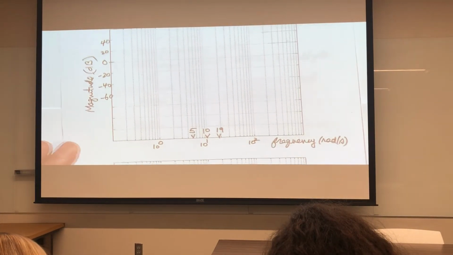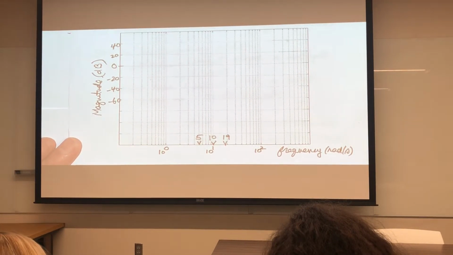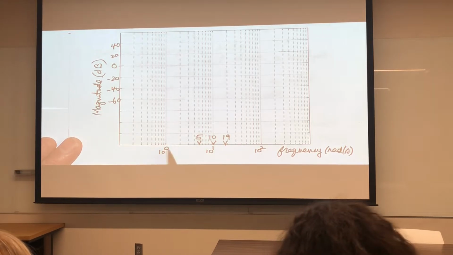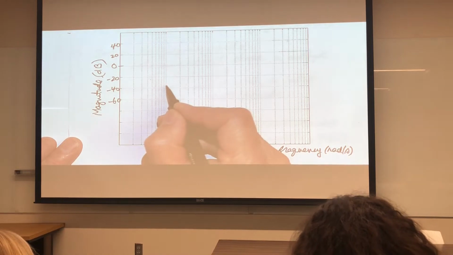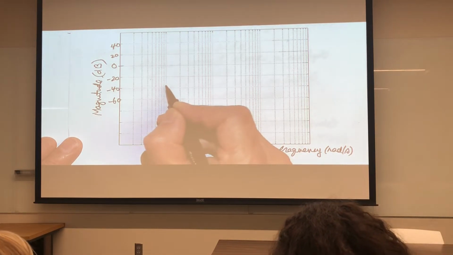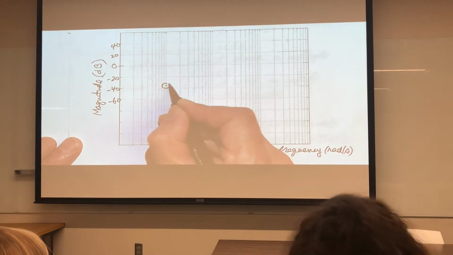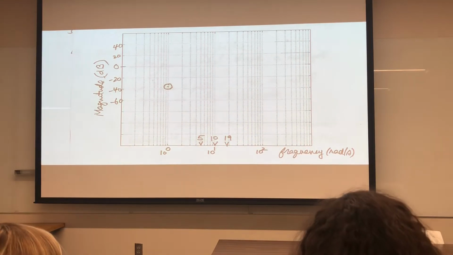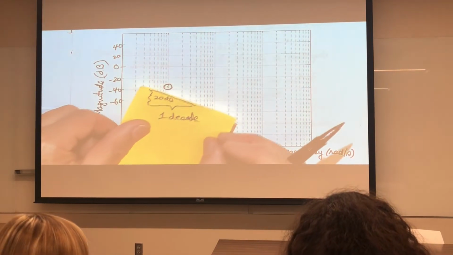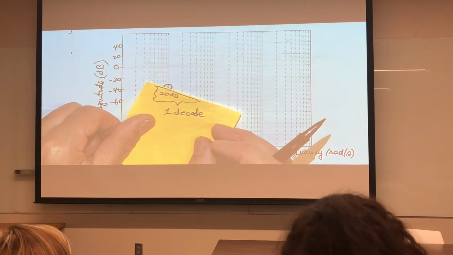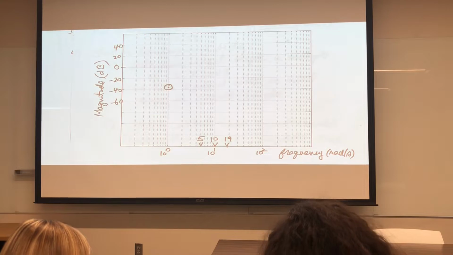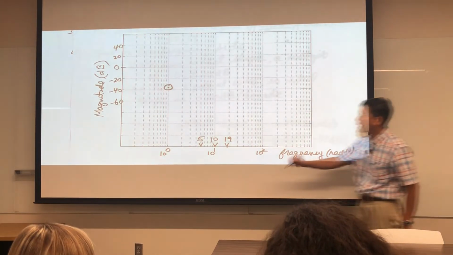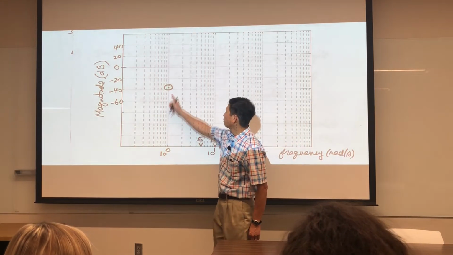So what I'm saying is I need to go find omega equal to 1. Here's omega equal to 1. And I need to find negative 37 dB, which is right about here. And I'm going to draw a line that goes through with this slope. Okay? So I find omega equal to 1 and the Bode gain.